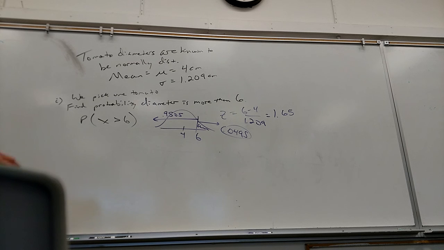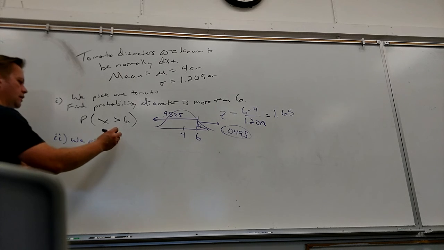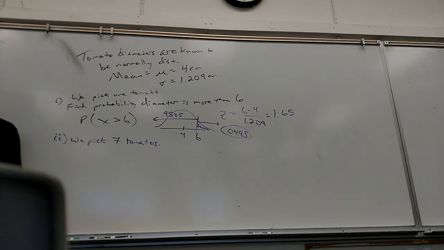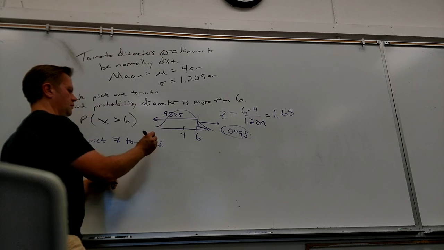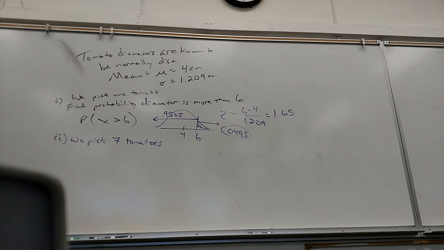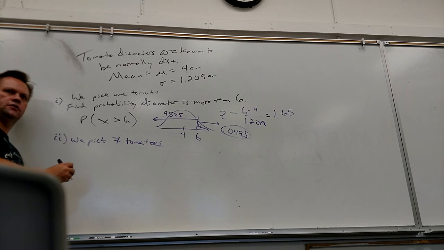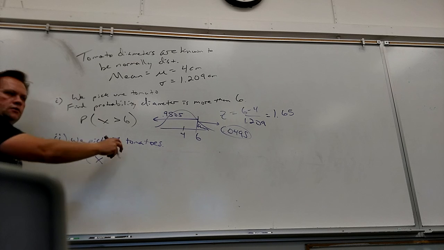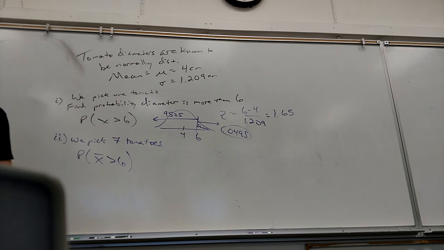All right. So now, what if we pick 7 tomatoes? Pick 7. What's the probability that the sample mean of those 7 tomatoes is more than 6? Now, should this be a bigger or smaller number than that?